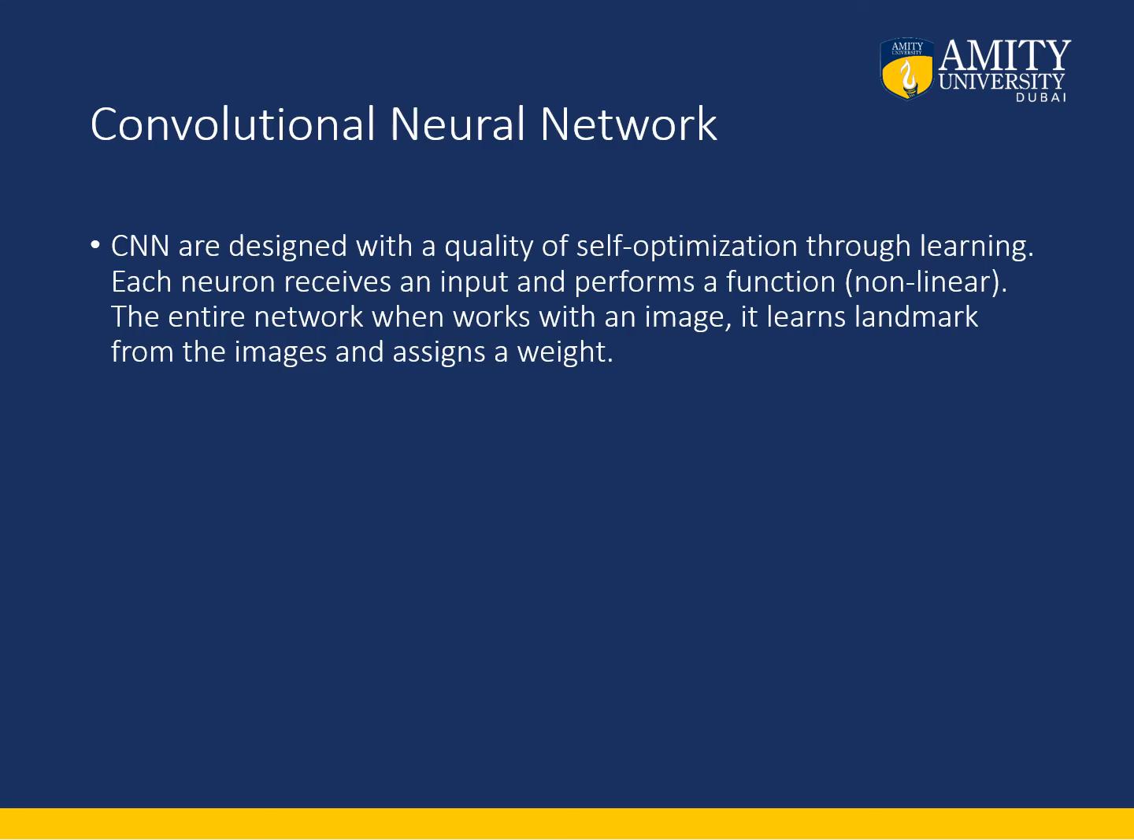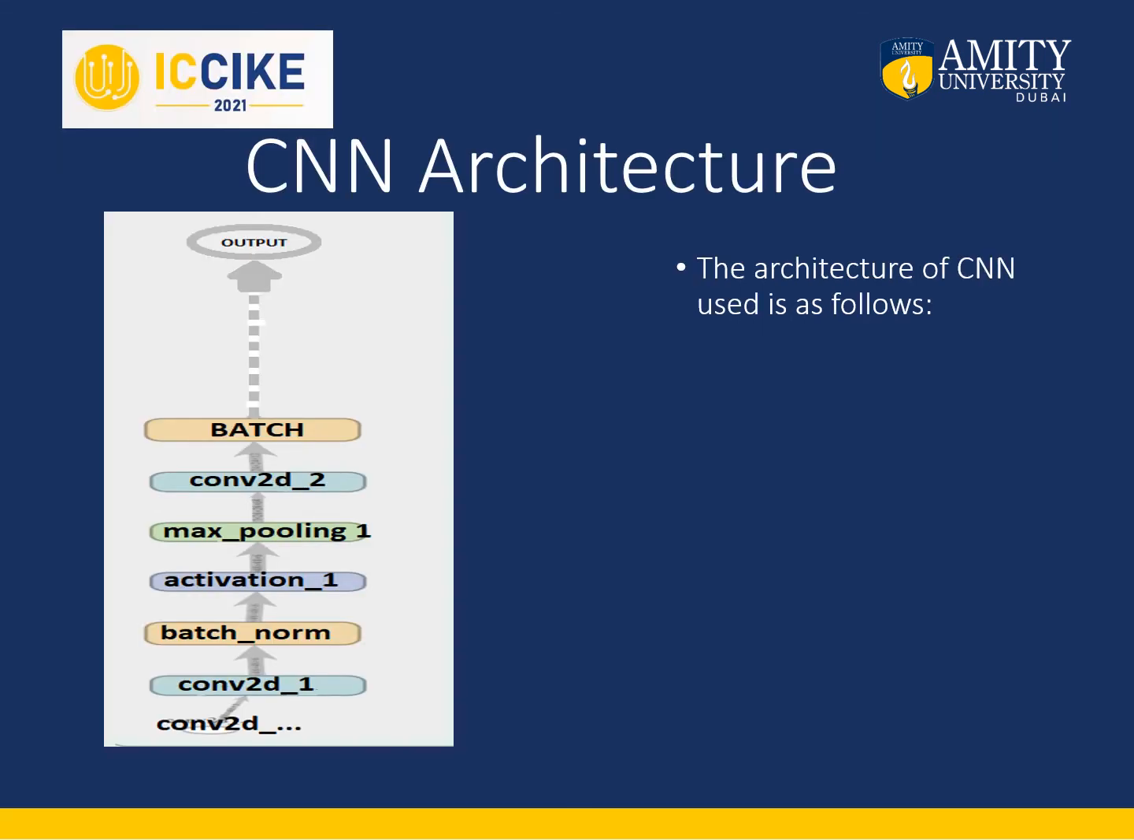CNNs are designed with a quality of self-optimization through learning. Each neuron receives an input and performs a function. The entire network, when it works with an image, learns landmarks from the image and assigns a weight. The architecture of CNN: the model constructed for emotion detection using this type of network comprises 4 convolutional layers, 2 fully connected layers and 4 max pooling layers. Convolutional layers use rectified linear units as activation functions, whereas the final fully connected layers use sigmoid for getting probabilities of 7 emotion classes, where the one with the higher probability is the class predicted.